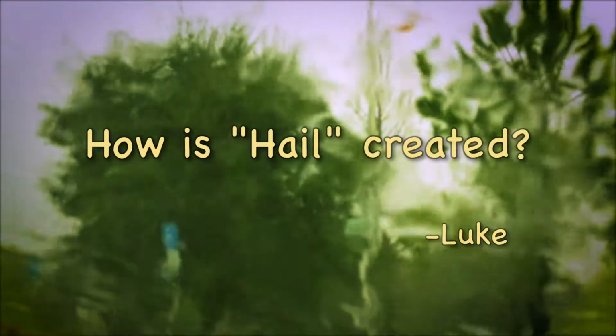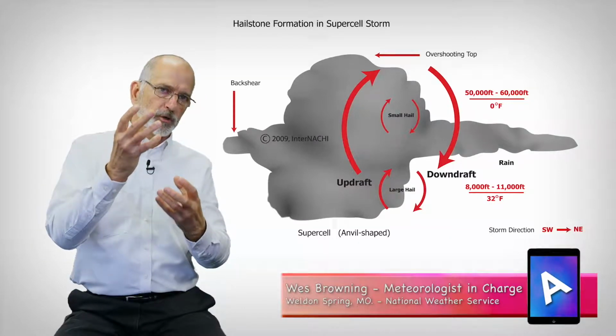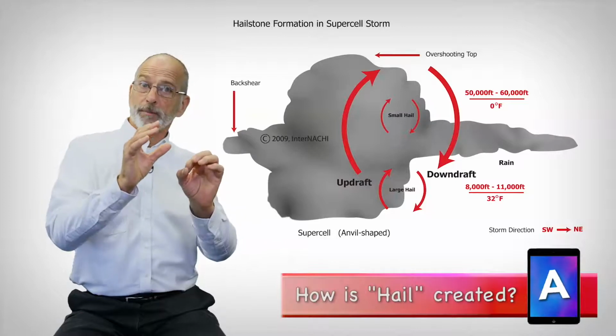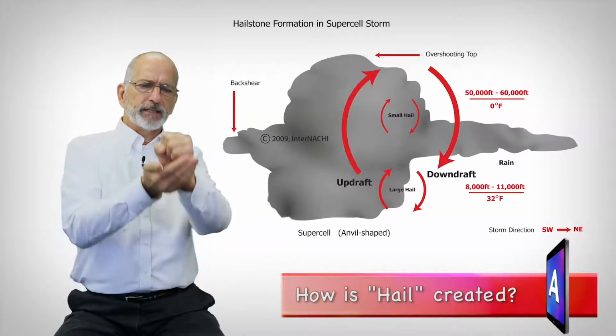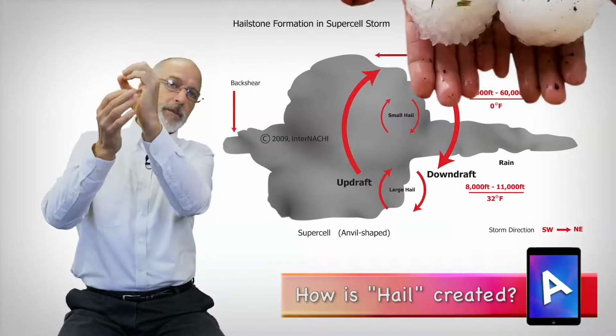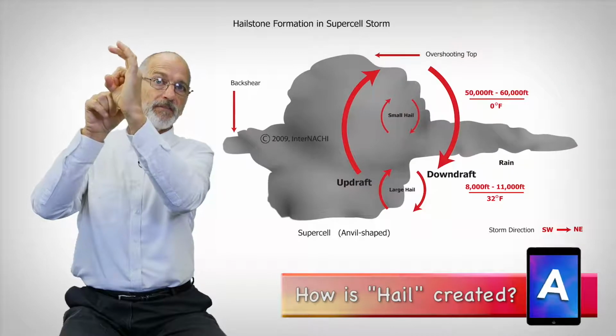Luke would like to know, how is hail created? Great question. Hail forms as we get very, very strong updrafts and downdrafts within a thunderstorm. So you get a water droplet, let's say, that gets caught in this violent updraft. It's lifted way up into the thunderstorm, and that water droplet freezes solid into basically a piece of ice.